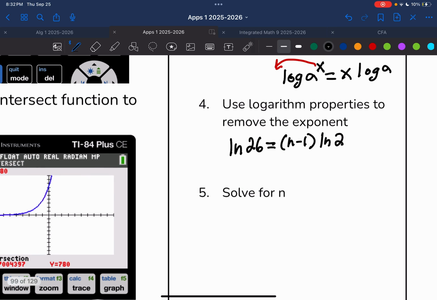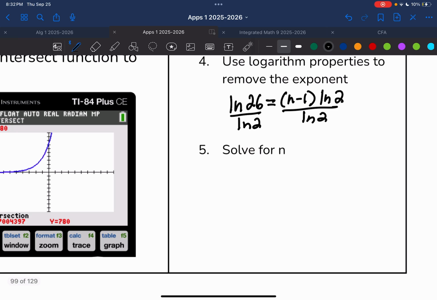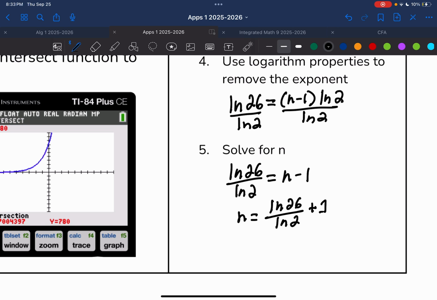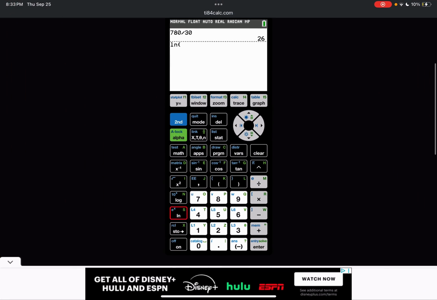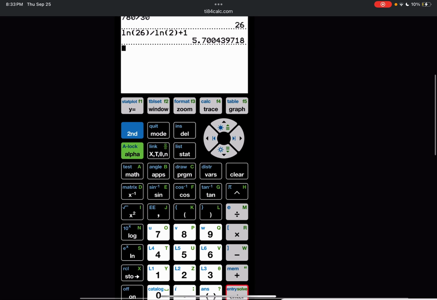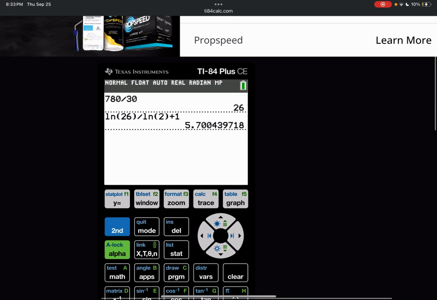And now that we've removed the exponent, now we can just solve for n. So now we're going to divide both sides by ln 2. And that gives us ln 26 over ln 2 is equal to n minus 1, or n is equal to ln 26 over ln 2 plus 1. Now if we go back to our calculator, we do ln 26 over ln 2 plus 1 and hit enter. We see that we get that 5.7 number, the same thing as before. So that's the third way that you can do it.